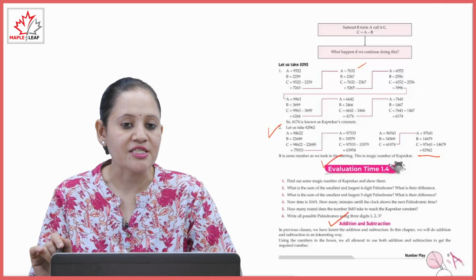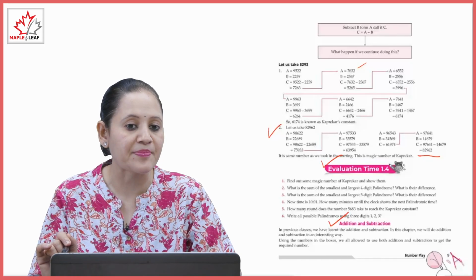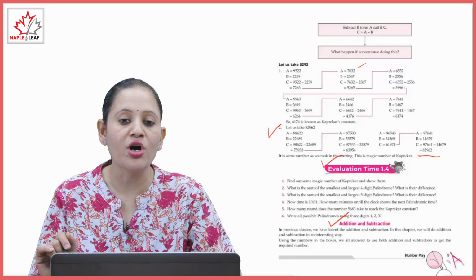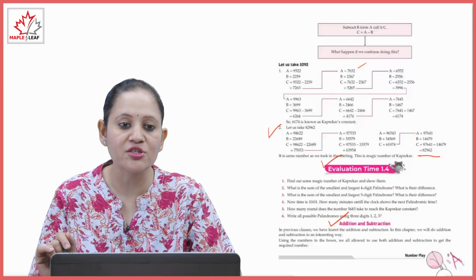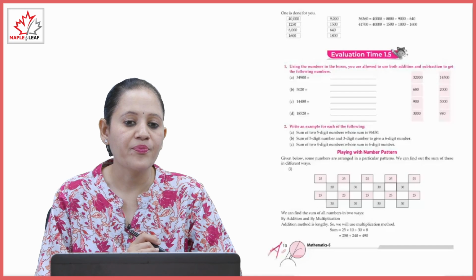In the previous classes, we have learned addition and subtraction. In this chapter, we will do addition and subtraction in an interesting way. Using the numbers in the boxes, we are allowed to use both addition and subtraction to get the required number. One has been done for you.